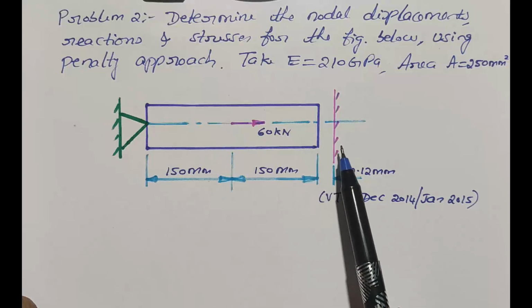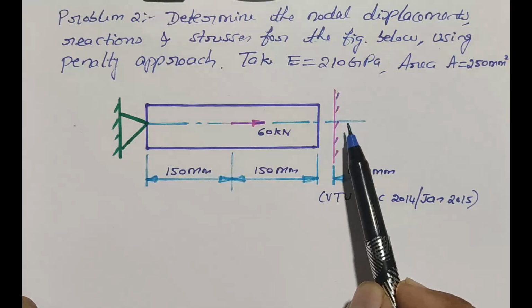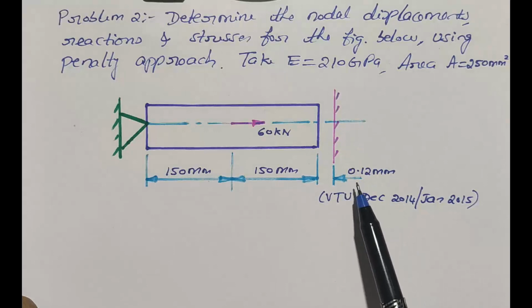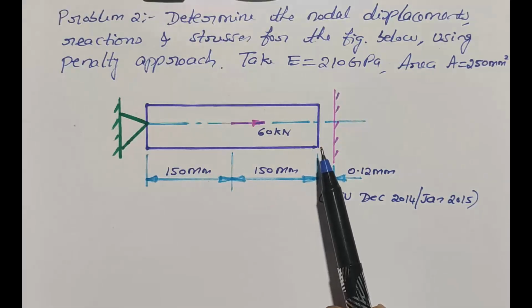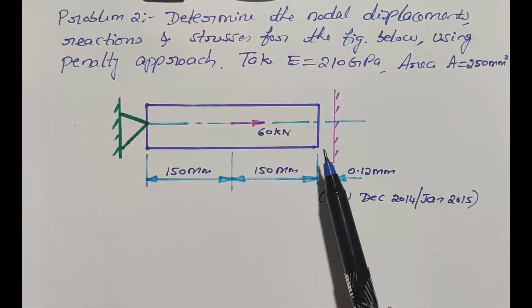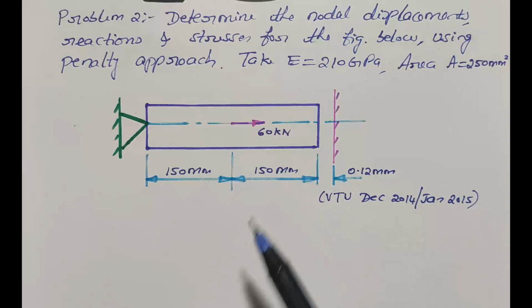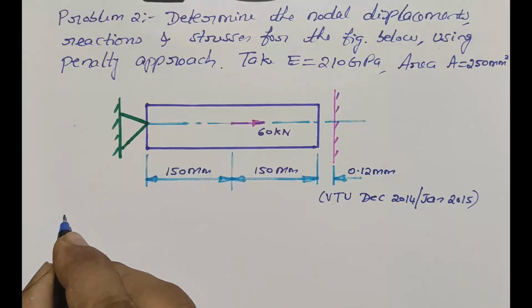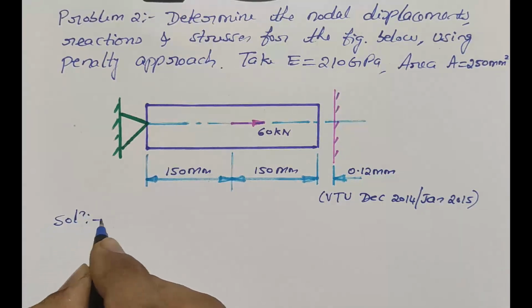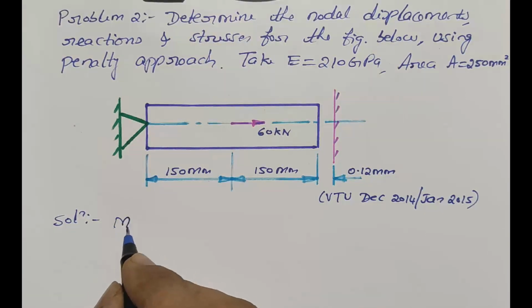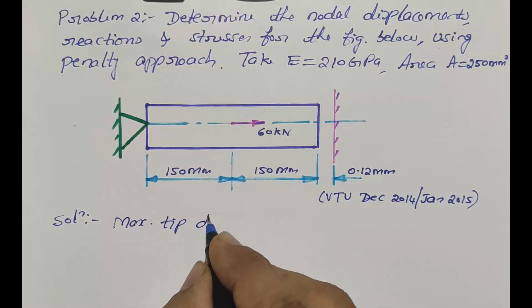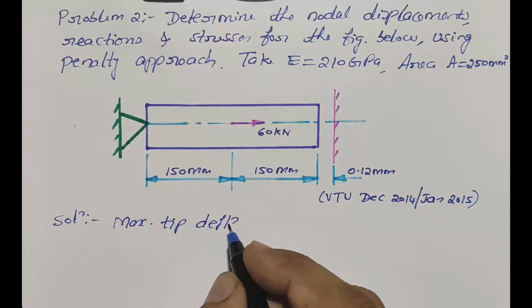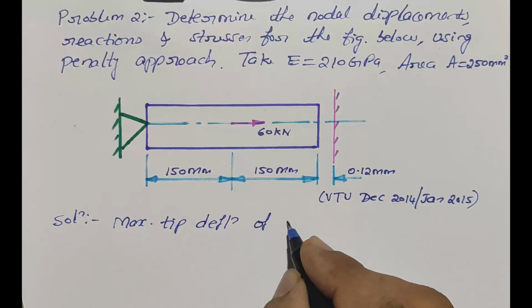See the free end of the bar. Here there is a support at a distance of 0.12 mm from the free end. In such type of problems, first we have to find out the maximum tip deflection by using strength of material approach. Solution. First we will find maximum tip deflection of the bar.